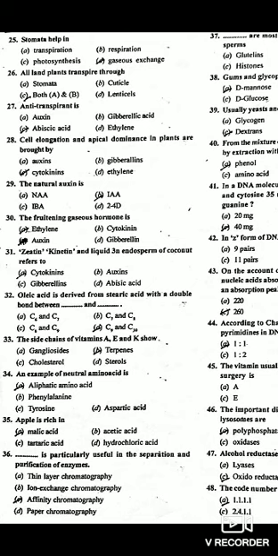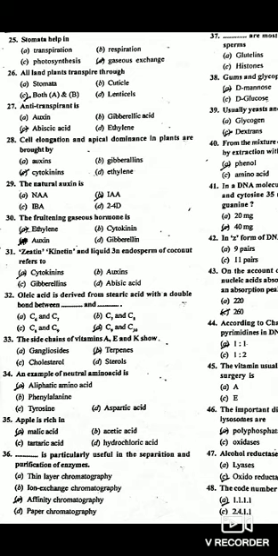25th question, stomata help in, option D, gaseous exchange. 26th question, all land plants transpire through, option C, A and B, stomata and cuticle. 27 question, anti-transpirant is, option C, abscisic acid. 28th question, cell elongation and apical dominance in plants are brought by cytokinins, option C. 29, the natural auxin is, option B, IAA. 30th question, the fruit ripening hormone is ethylene, option A. 31, zeatin or kinetin and liquid endosperm of coconut refer to cytokinins, option A.